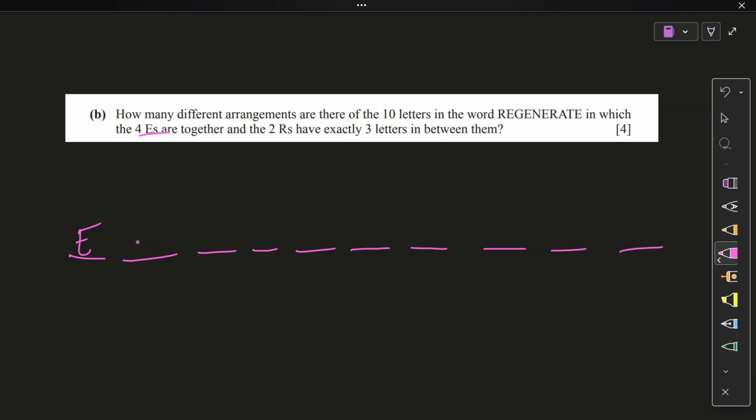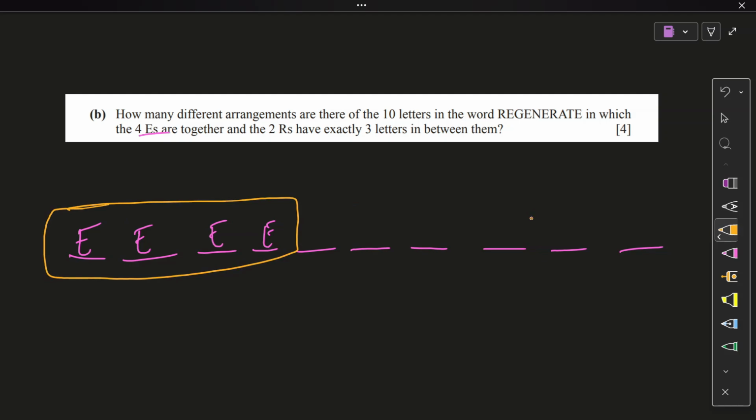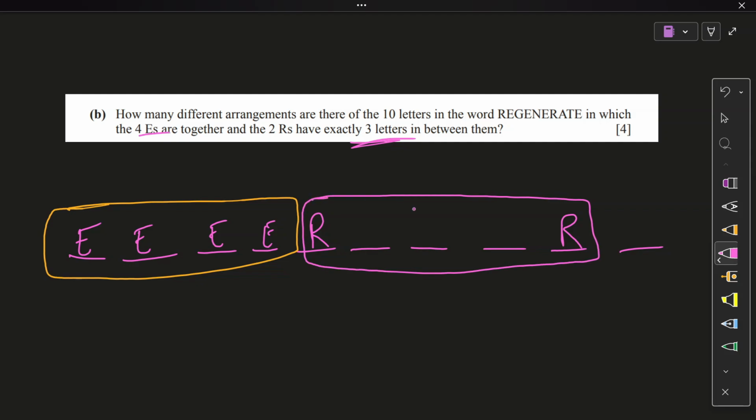So 4 E's, 1, 2, 3, 4. Anything we want together, we box it up, right? Now, what is the condition on the R? The method is to simultaneously satisfy the other condition, which is 1 R here, 3 letters in between. So 1, 2, 3. The fourth letter will come about here. We box this up as well because this whole is one entity that will always be moving around, right? It's always going to have something in between. Now, how do we deal with that? We made the scenario. The scenario is perfect.